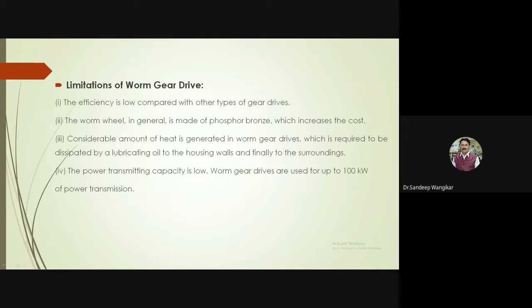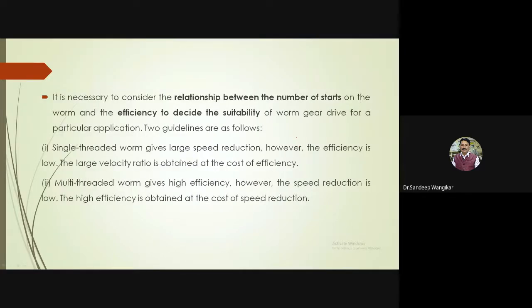The power transmission capacity is low. Though 100 to 1 is the speed reduction ratio, the power transmission capacity is low. Worm gear drives are used up to 100 kilowatt power transmission. So these are some of the limitations: low efficiency, then the worm wheel is made of phosphor bronze, therefore costlier, more heat is generated, and power transmitting capacity is low.